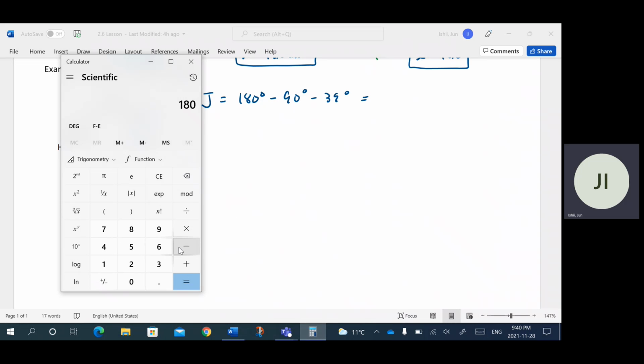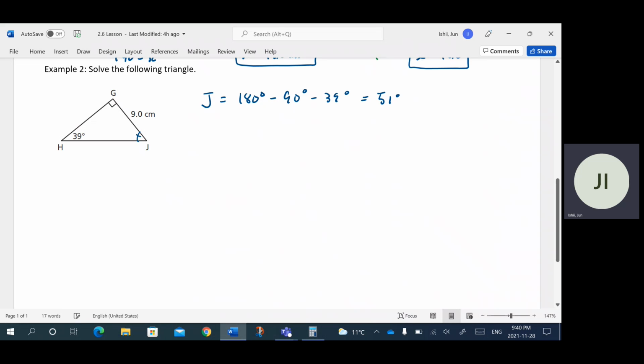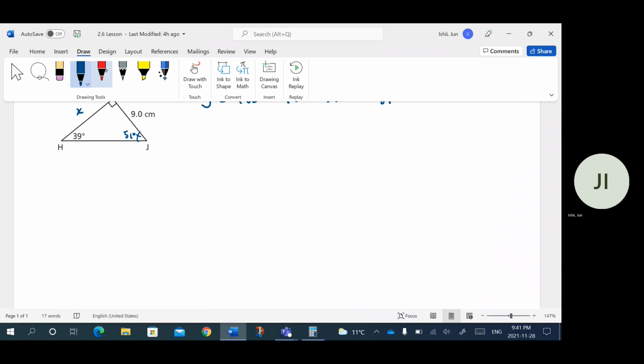180 minus 90 minus 39, we get 51. All right, so angle J turns out to be 51 degrees. Next up, let's find a side now. So we'll call that one X. Let's find the length of GX.